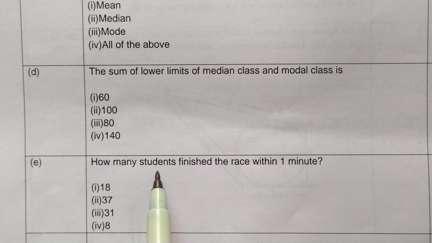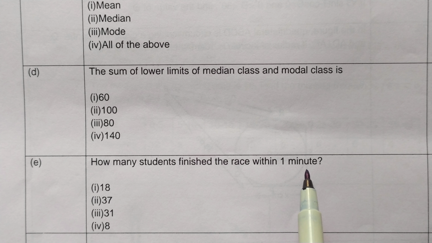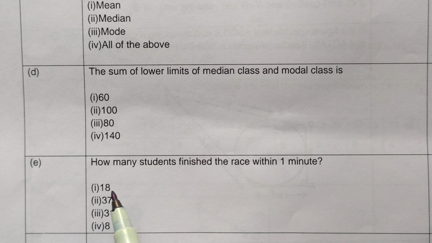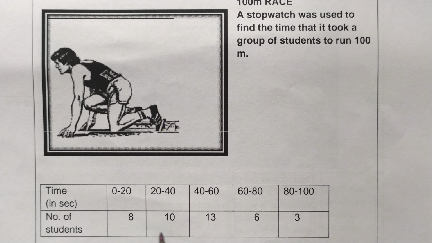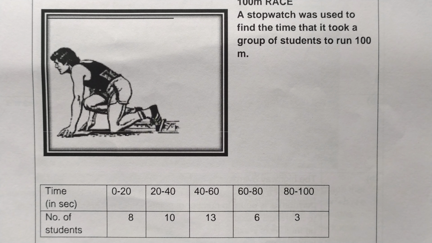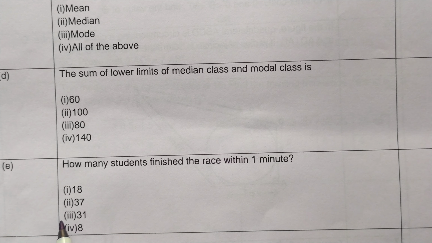Next is, how many students finish the race within 1 minute? So we have to calculate the number of students who finished the race before 1 minute, or within 1 minute. We can see here who has completed the race within 1 minute. These many students have completed the race within 1 minute. So 13 plus 10, 23, 23 plus 8, 31. So 31 students have completed the race before 1 minute. So 31 is the answer. This is the way we will solve this case study question.